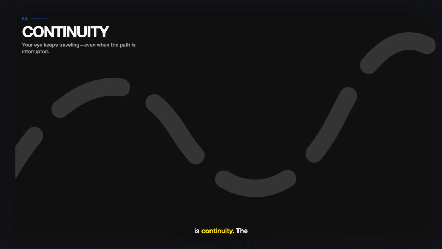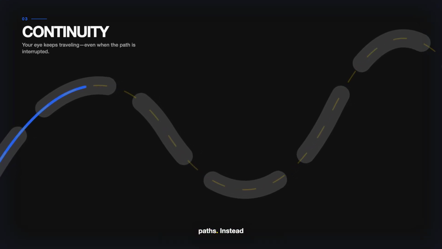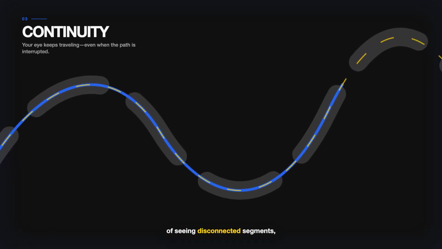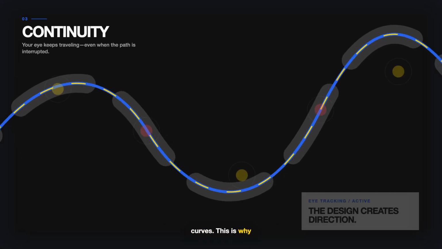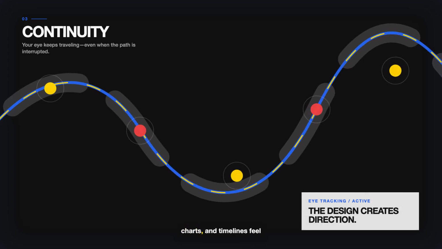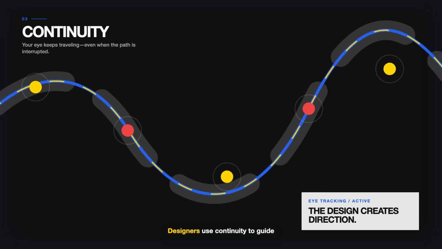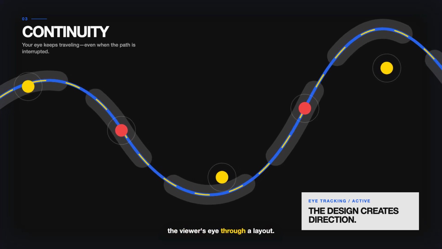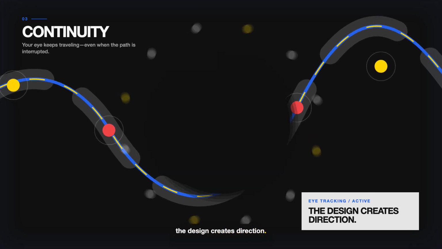Another powerful principle is continuity. The brain prefers smooth, continuous paths. Instead of seeing disconnected segments, we naturally follow lines and curves. This is why road signs, flowcharts, and timelines feel intuitive when arranged properly. Designers use continuity to guide the viewer's eye through a layout. Without saying a word, the design creates direction.